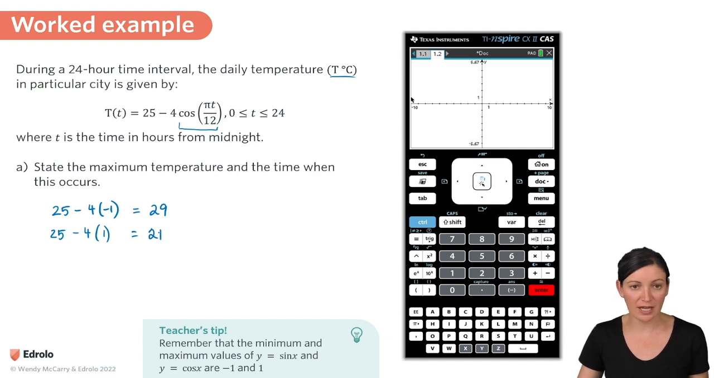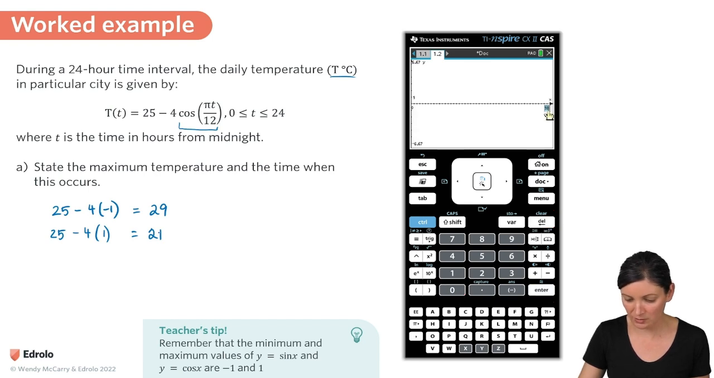Now I can see here that I'm going to have a temperature. I have T, my little t, which is my x-axis, between 0 and 24. So the first thing I'm going to do is change my axes to show that area. So if I double click on that -10, I can change that to 0. Okay, and then that can go up to 24.